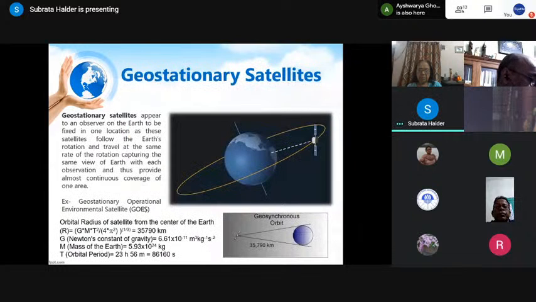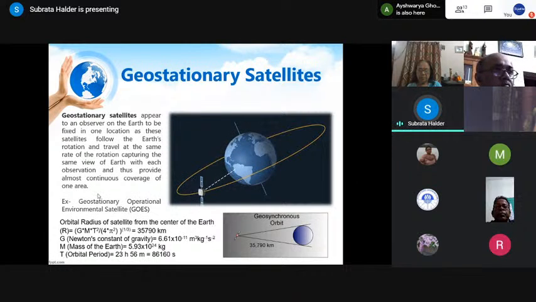Geostationary satellites appear to an observer on the Earth to be fixed in one location, as the satellite follows the Earth's rotation and travels at the same rate of rotation, capturing the same view of Earth with each observation and thus providing almost continuous coverage of an area. The Geostationary Operational Environmental Satellite, that is the GOES satellite, is one example of a geostationary satellite.